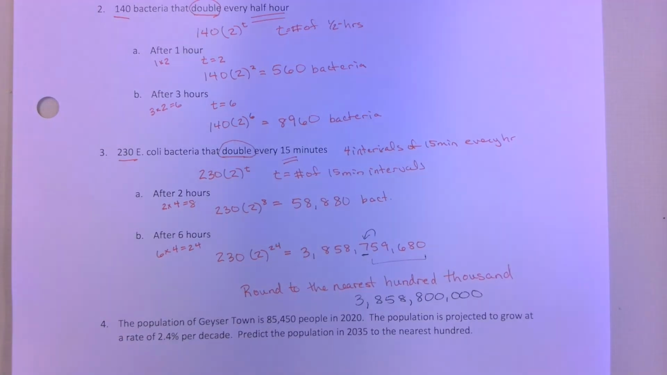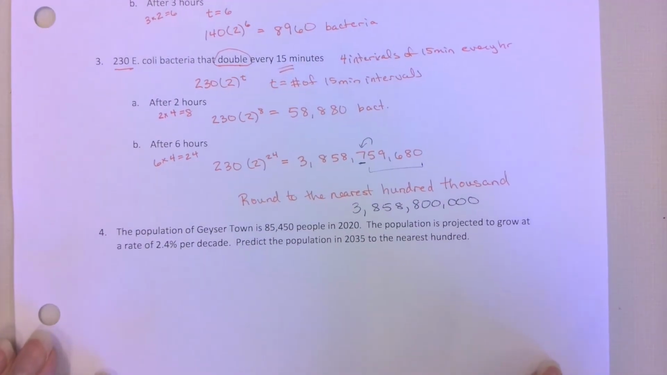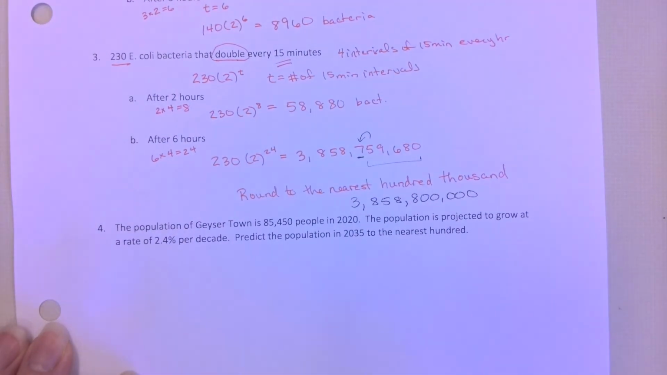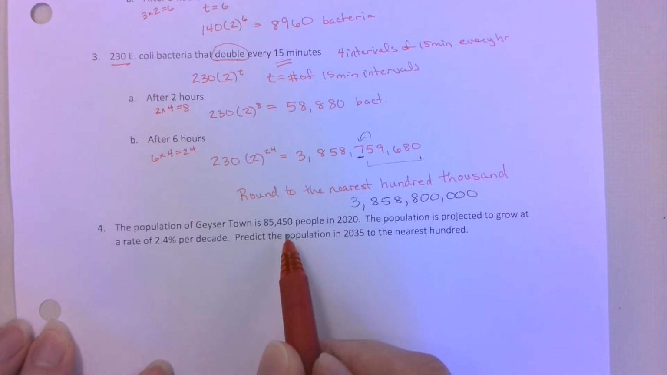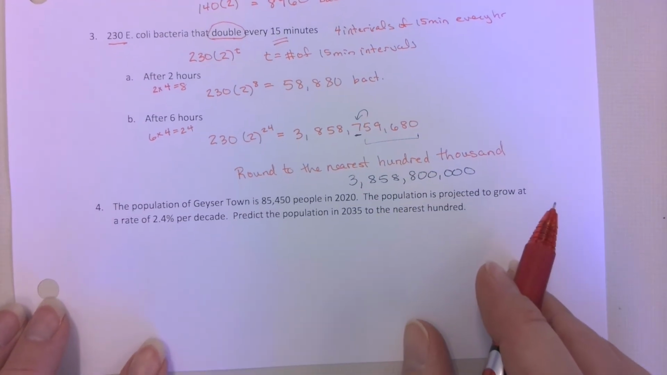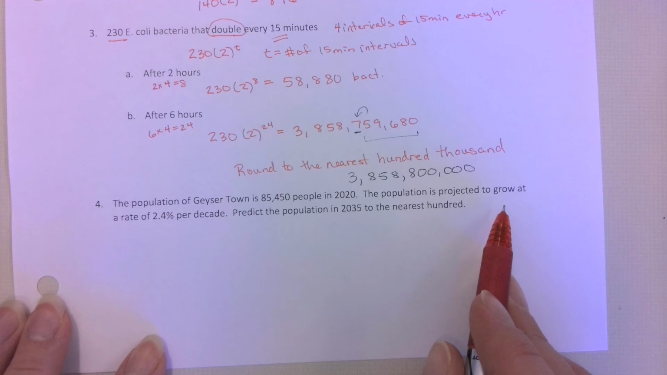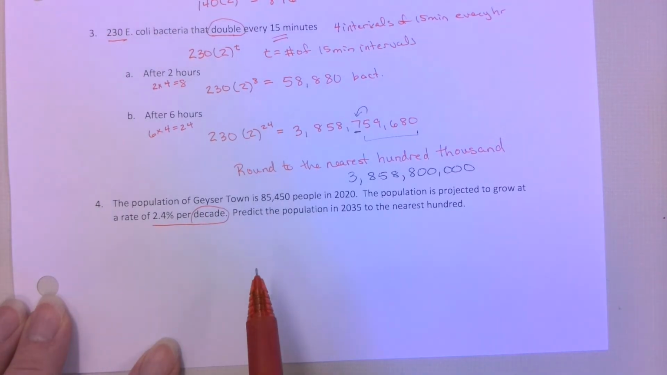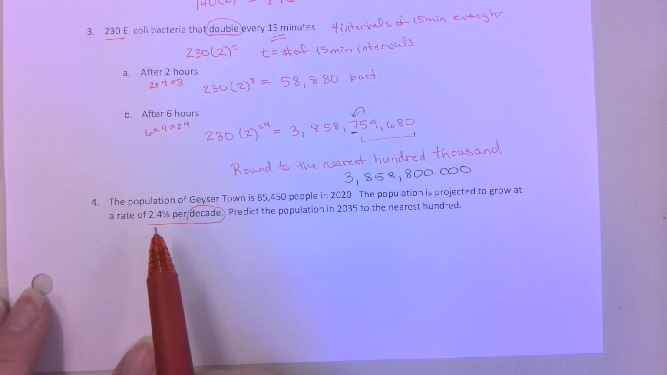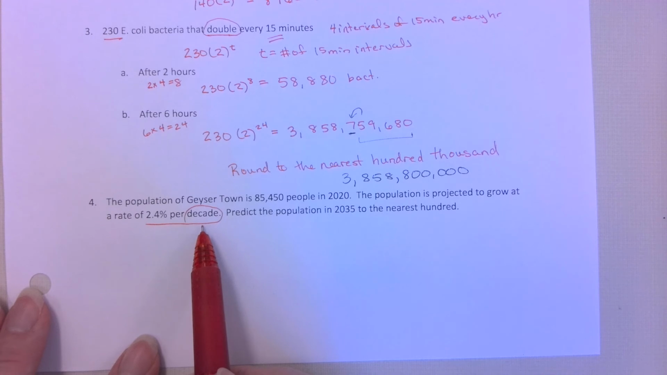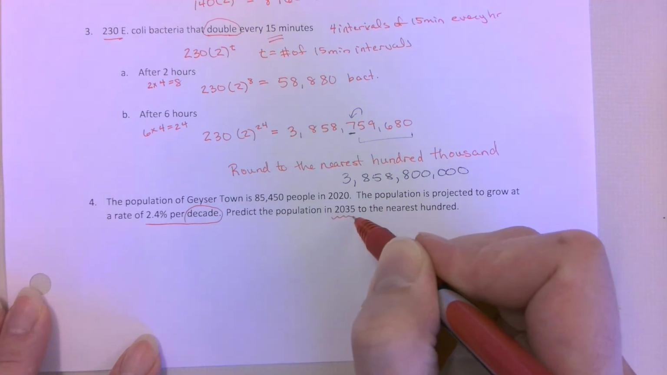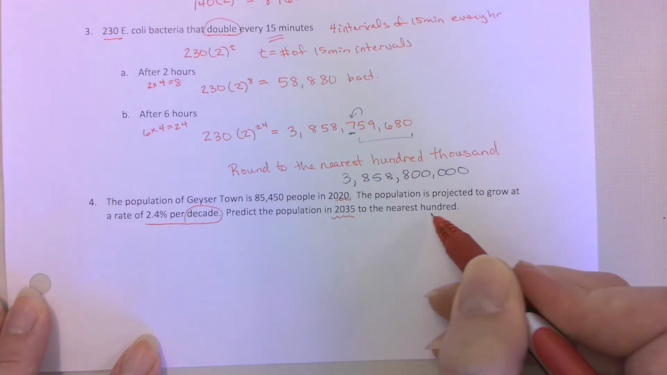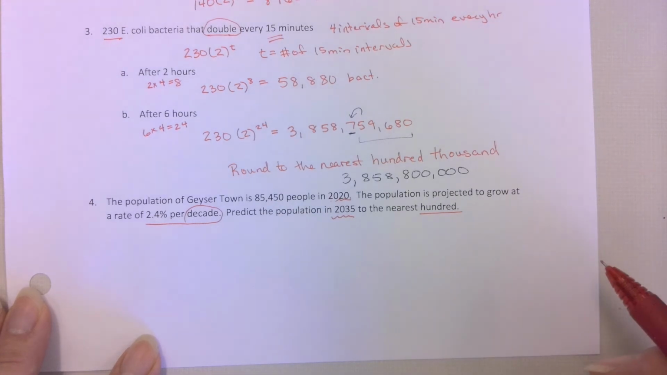All right, we have one last example, and it is a word problem, and it's about a population growth. So this is a made-up town called Geyser, and the town has 85,450 people in it, and that's in the year 2020. The population is projected to grow at a rate of 2.4% per decade. So we want to be careful with two things. It's not just an even 2 or 3%. It's not a nice whole number. It's 2.4%, and it's per decade. We want to predict the population in the year 2035 to the nearest 100, not 100th, but 100.